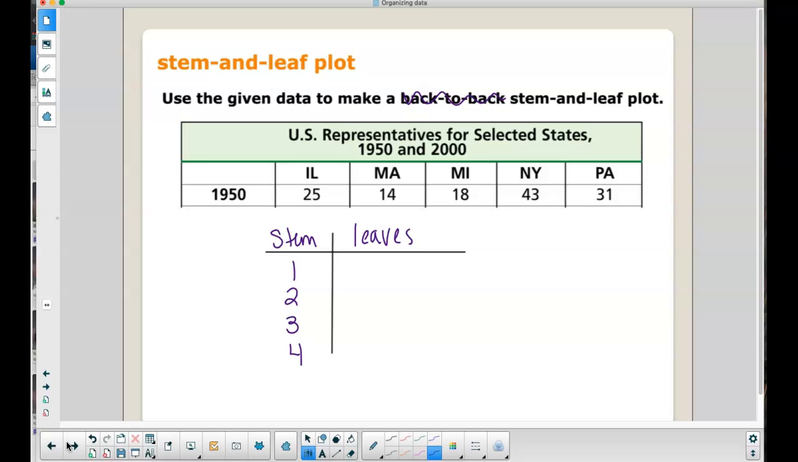Okay. What should be the leaves behind the 1? Brinley. 4 and 8. We have a 14 and an 18. Okay, how about behind the 2? Tyler? 5. Behind the 3? Brooklyn? 1. And then behind the 4? Kimberly? 3. Am I done? No, what else do I need yet? A key. So we do have to write a key.